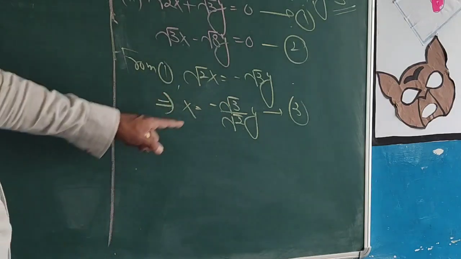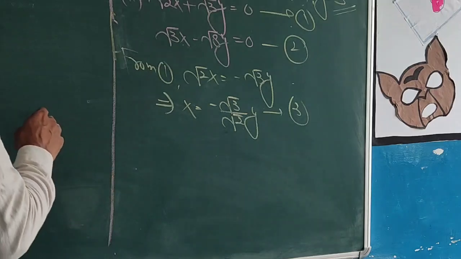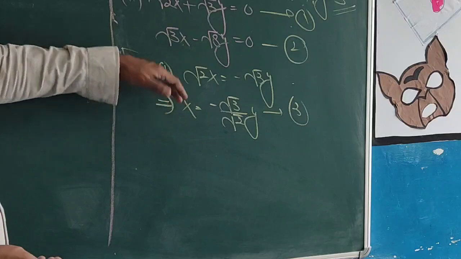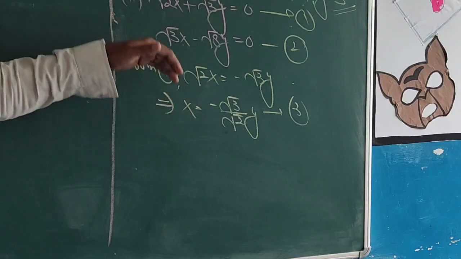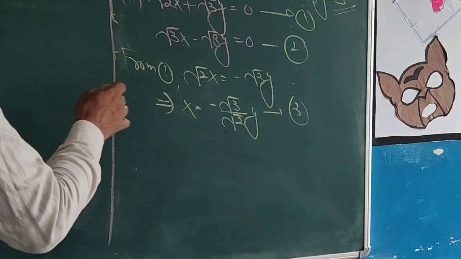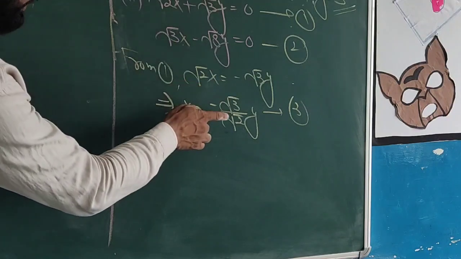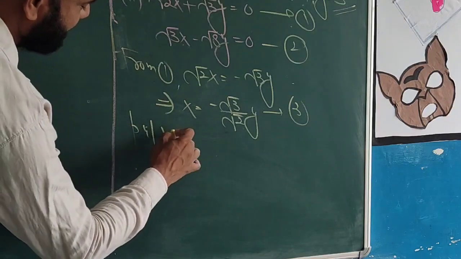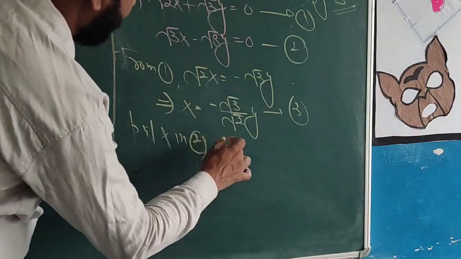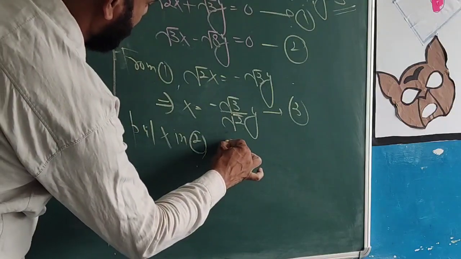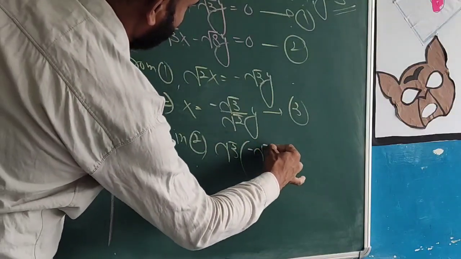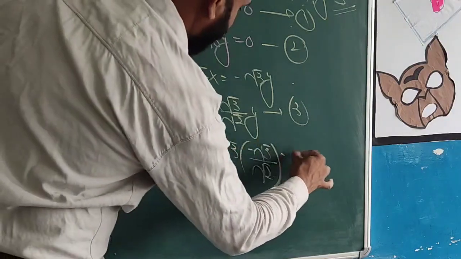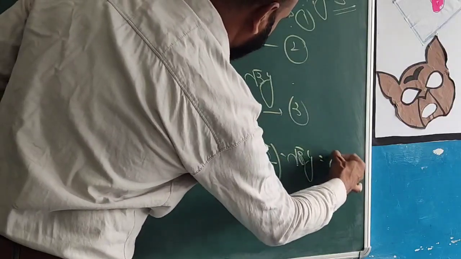Now put x equal to minus root 3 upon root 2 y in equation number second, because we found x from equation 1, so we put it in equation 2. When we find from equation second, then we put it in equation first. So we found x from equation 1, so now we put it in second. Therefore, root 3x, where x is minus root 3 upon root 2 y, and minus root 8y is equal to 0.